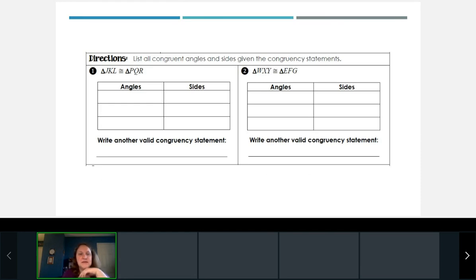So let's practice it. In example one, it says that triangle JKL is congruent to triangle PQR. So triangle JKL and triangle PQR. If you're ever not given a picture, you're always allowed to draw one. And I like to draw my triangles so that their parts look the same. So like J I put in the bottom here, so I put P in the bottom over here. K went at the top and Q went at the top because those correspond. And L and R correspond.